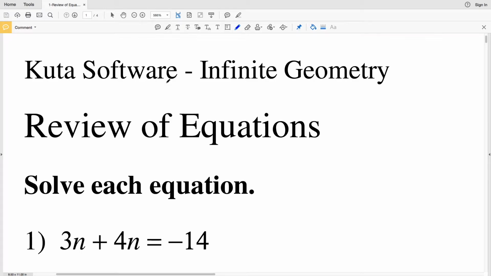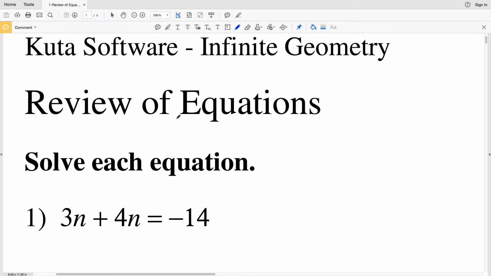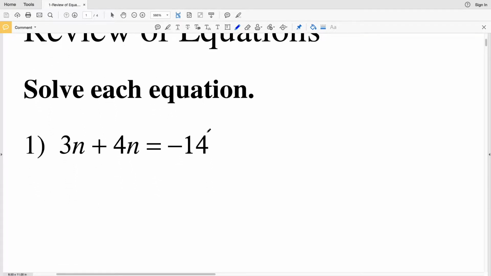In this video, I'm going to go over the KutaSoftware free worksheet under the Infinite Geometry tab. If you look in the section, you can find this Review of Equations worksheet within Review of Algebra. I'm going to split the Review of Equations worksheet up into 3 separate videos. Our directions are to solve each equation.